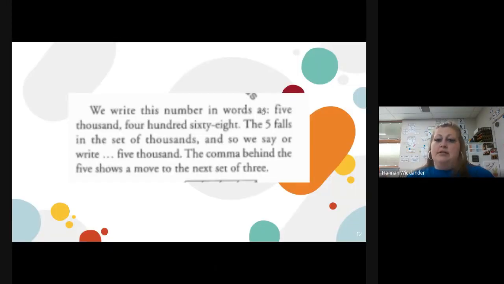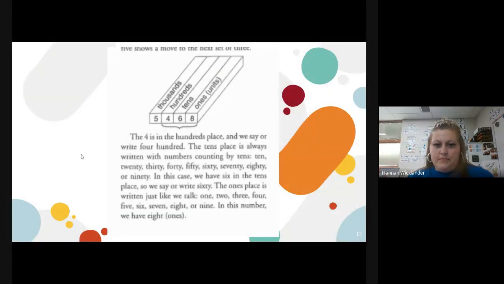We write numbers in words as 5,468. The 5 falls in the set of thousands, and so we say or write 5,000. The comma behind the 5 shows a move to the next set of 3. So the 4 is in the hundreds place, and so we write 400.